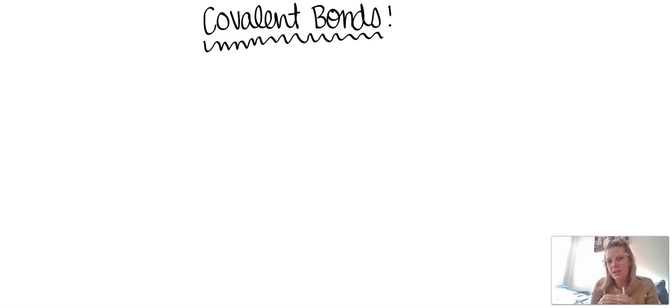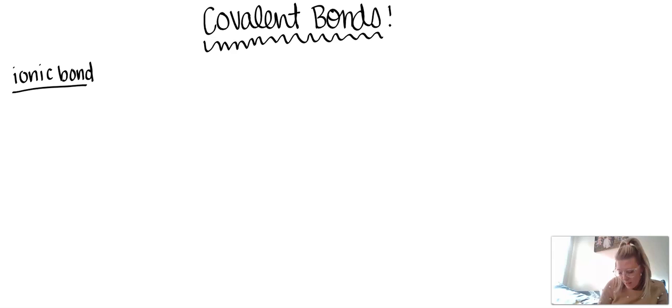So we've taken the beginning of this bonding unit, which is really quite a large unit, and we've spent that talking all about ionic bonding. So I do want to start there just to refresh our minds and talk a little bit about ionic bonding. An ionic bond, for those of us that don't remember, is a bond between a metal and a non-metal.